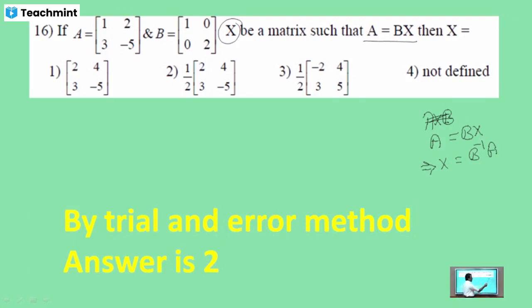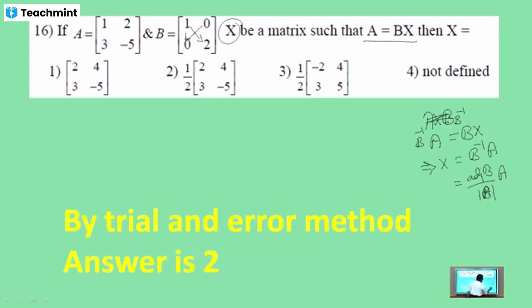To eliminate this B, I have to take the left multiple as B inverse on both sides. When I multiply both sides by B inverse, B into B inverse is always equal to identity, so that it is B inverse A. X equal to B inverse A. What is B inverse? B inverse is adjoint of B divided by determinant of B, into the matrix A. Then I must know what is the determinant of B. Determinant of B is 1 into 2 equal to 2, minus 0 into 0 equal to 0.